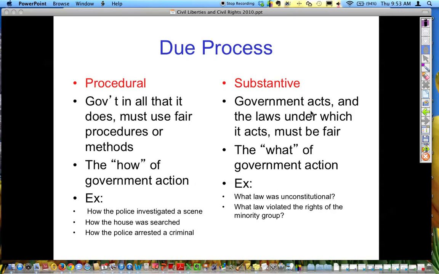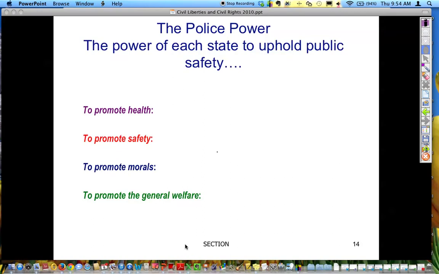Substantive examples. The government acts, and the laws under which it acts must be fair. So for example, was the law unconstitutional? Was the law violated? Did it violate a set of people, a minority group? So these are really big questions in dealing with police power and how the police have to act. Remember, it is the power of each state to uphold public safety, and that means promoting health of the citizens, promoting safety, promoting morals, and promoting the general welfare, which is in the preamble.